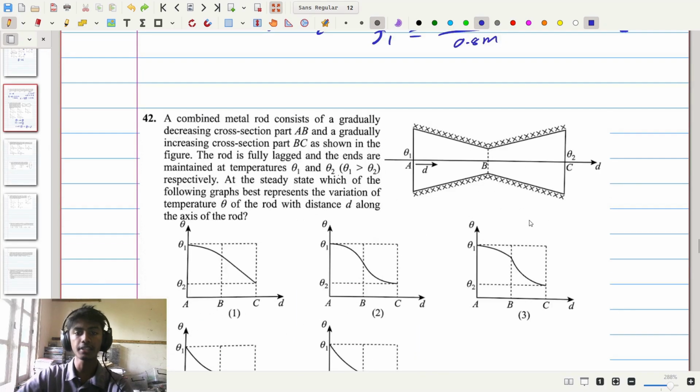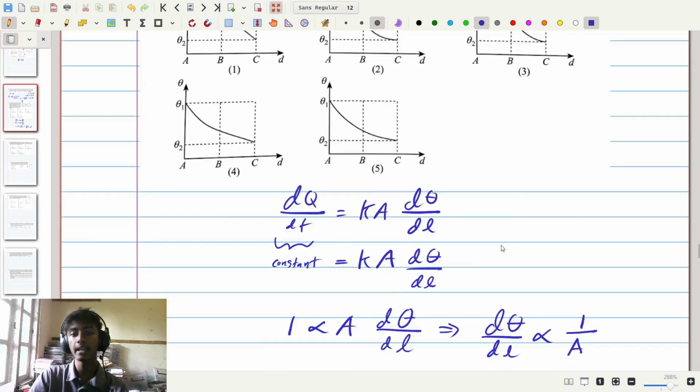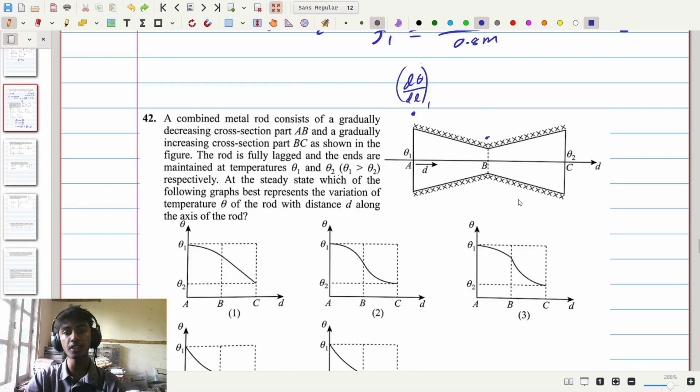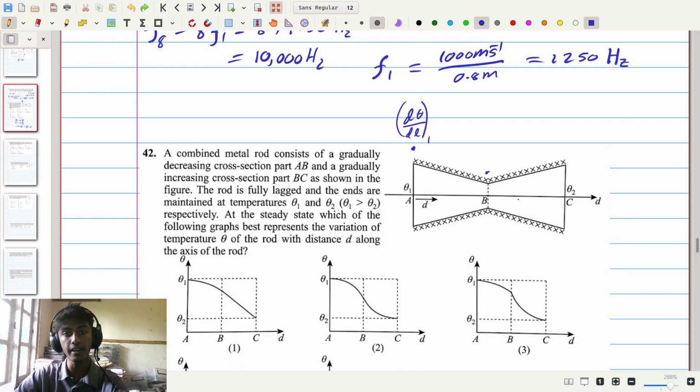Now considering that, as we go along the length of the rod, at the starting point, dθ/dl will have a certain value. We'll call it dθ/dl 1. As we go along the rod towards the center, since the cross-sectional area decreases and dθ/dl is inversely proportional to cross-sectional area, as we go towards the center, the value of dθ/dl should increase.